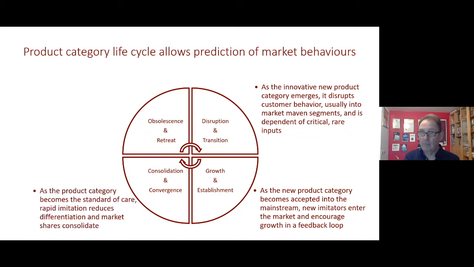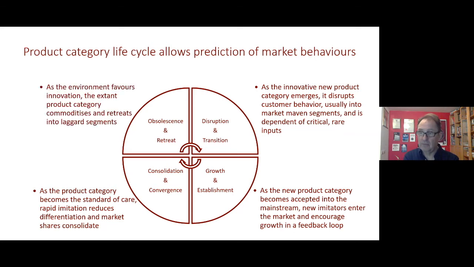That leads you into the 4th phase of consolidation and convergence, where the market converges on similar designs of the new technological category, and then the market consolidates down to a few players, usually making very similar products and competing very intensely. Then finally, at the end of this cycle, the obsolescence and retreat phase, the new product category that was itself becomes obsolescent and retreats in the face of an emerging new technology.